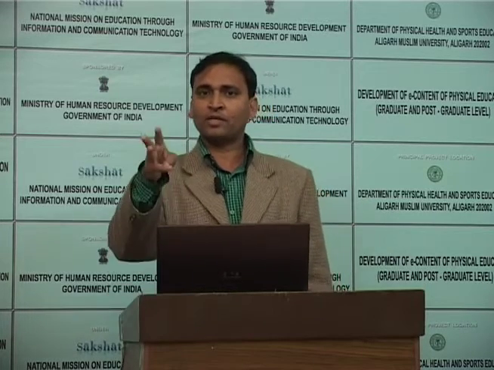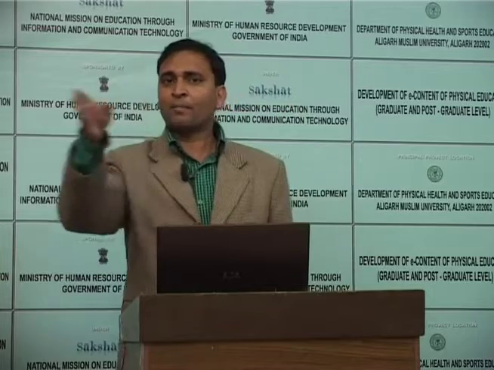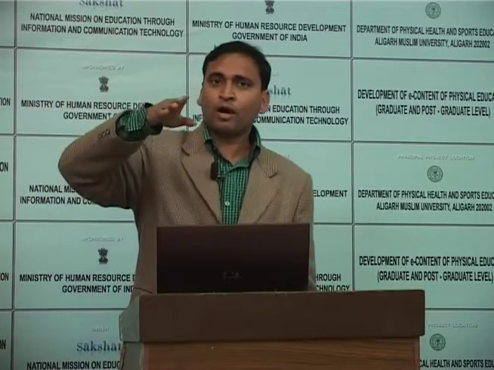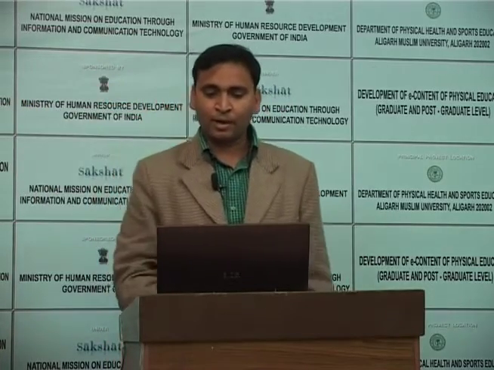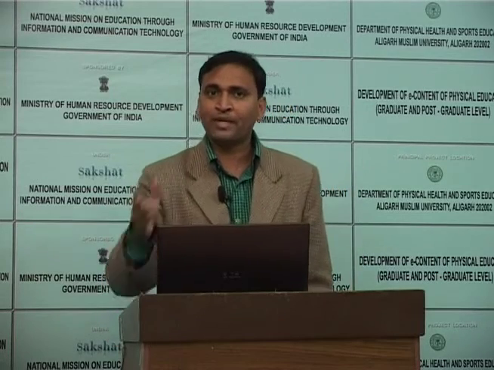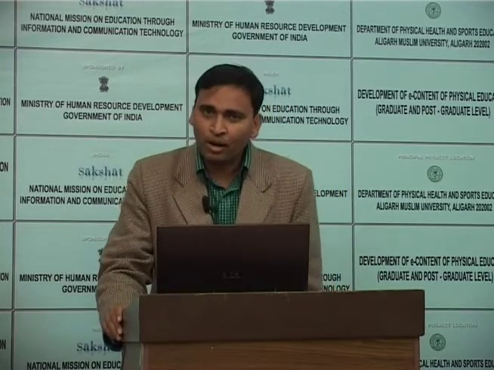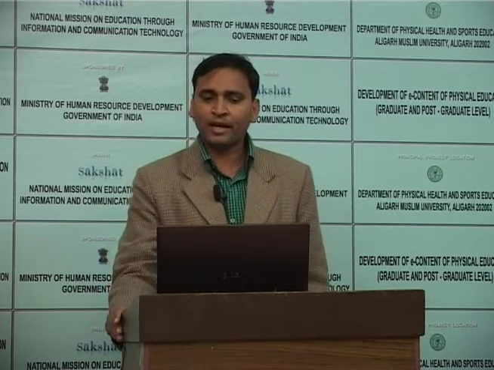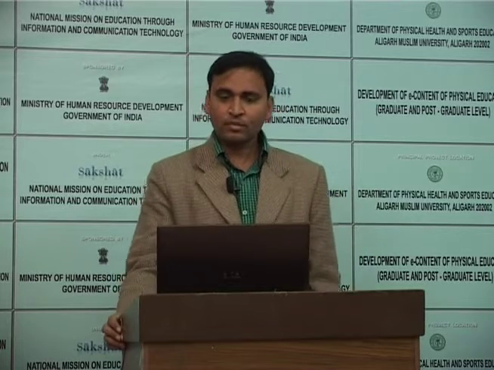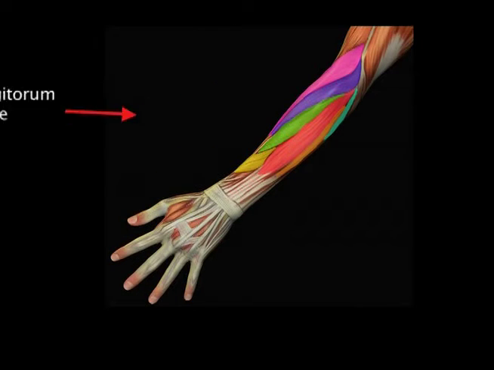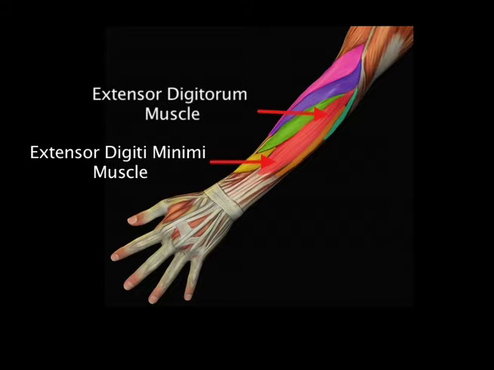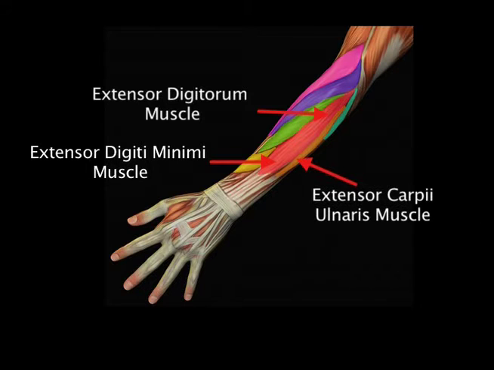Now come to the second, medial muscle group of the posterior forearm. We have discussed the posterior muscles of the lateral compartment. Now we are going to discuss the posterior muscles of the forearm, but the medial compartment. The medial compartment of the forearm has two layers, superficial layer and deep layer. First, I would like to discuss the muscles of the superficial layer. They are mainly three muscles: the extensor digitorum, the extensor digiti minimi, and the extensor carpi ulnaris.